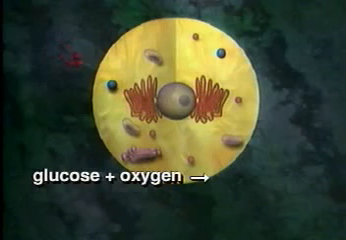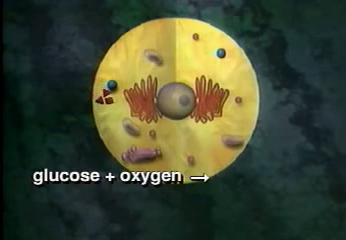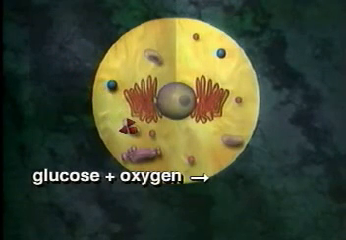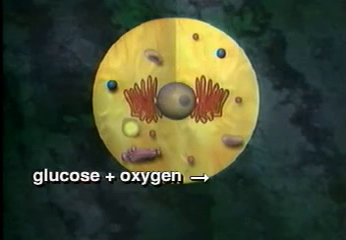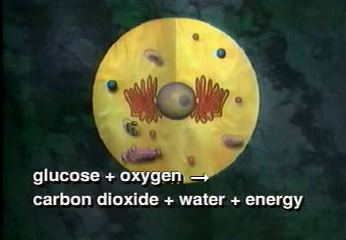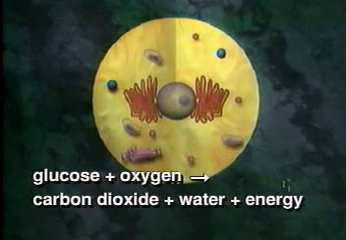Glucose, a simple sugar containing stored chemical energy, is the main nutrient for cells. Oxygen reacts with glucose to release energy, fueling the work of the cell, keeping it alive. Excess carbon dioxide and water, products of this reaction, are removed as waste.